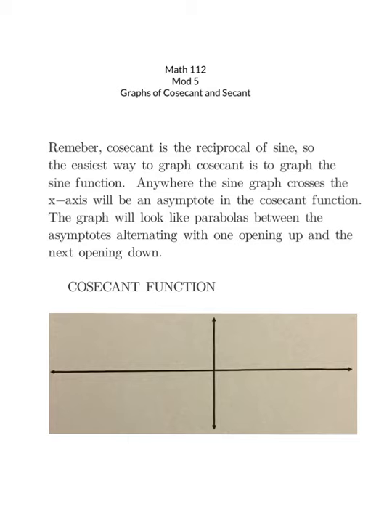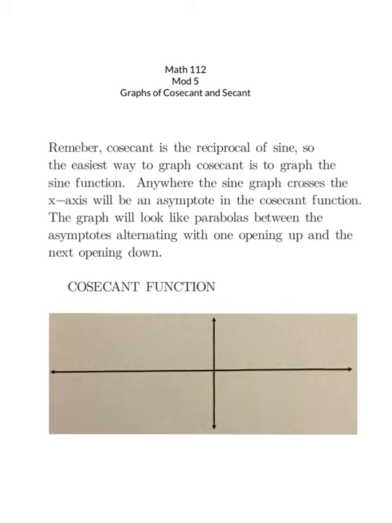In the last part of Mod 5, we'll be graphing the cosecant and the secant. Remember that cosecant is the reciprocal of sine. So the easiest way for us to graph the cosecant is to go ahead and graph the sine function. Anywhere that the sine graph crosses the x-axis will be an asymptote in the cosecant function. Then the graph of the cosecant function will look like parabolas where one opens up and the next one opens down between the asymptotes that you have found.